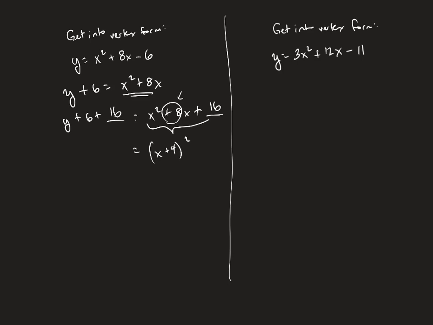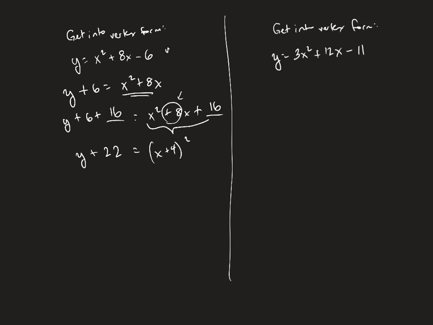And on the other side, we have 6 plus 16, right? That's 22, and they can't be combined with y because they're different. They're not like terms. Now, in solving by completing the square, this is where we would take the square root of both sides and so on. However, when you're getting it into vertex form, we're almost already there.